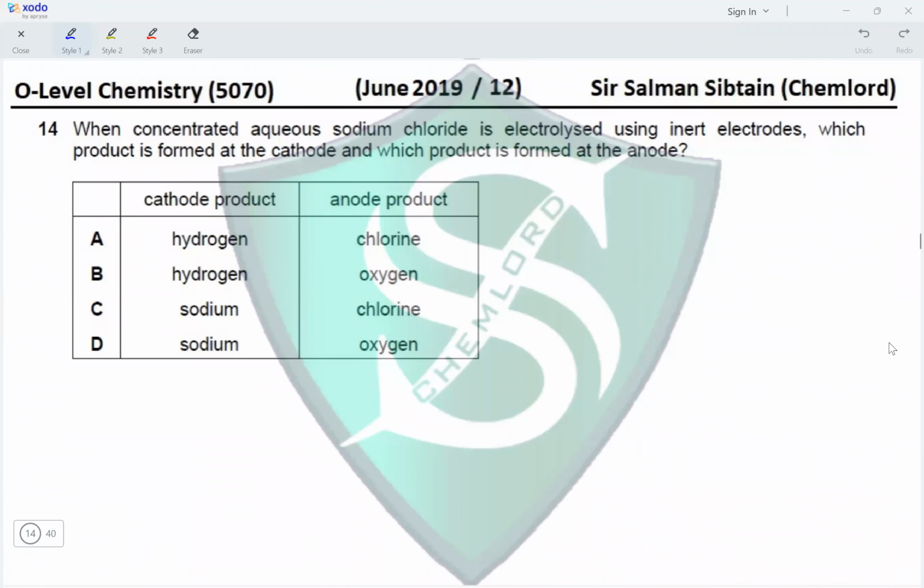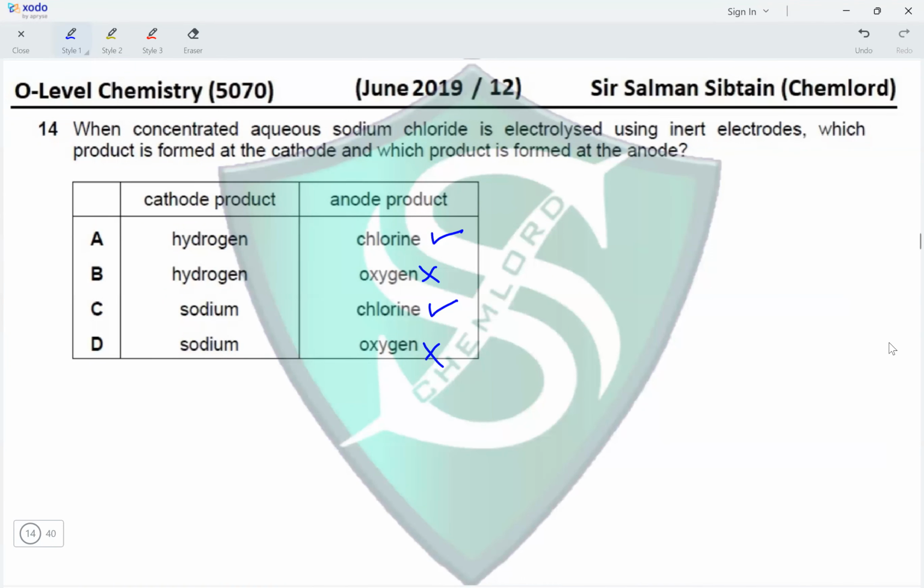Question 14. When concentrated aqueous sodium chloride is electrolyzed using inert electrodes, which product is formed at the cathode and which product is formed at the anode? So we have concentrated aqueous. When the term concentrated comes, we have production of chlorine at the anode. So at the anode, option A and option C have chlorine, which eliminates option B and D. And at the cathode, we would have production of hydrogen gas.